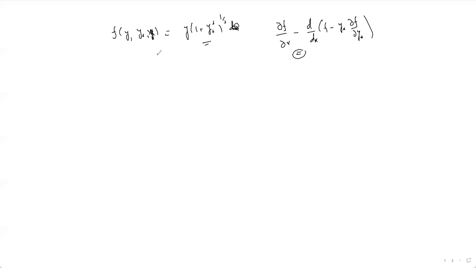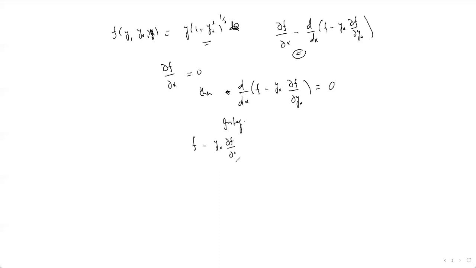Since f is this, partial f by partial x is simply equal to zero because there is no x involved in this function. So now we are left with this part only. Omitting the minus sign, d by dx of (f minus y_x times partial f by partial y_x) will be equal to zero. This is the Euler equation. Now if you integrate this equation, the integral and differential will cancel out, so I will have f minus y_x times partial f by partial y_x.